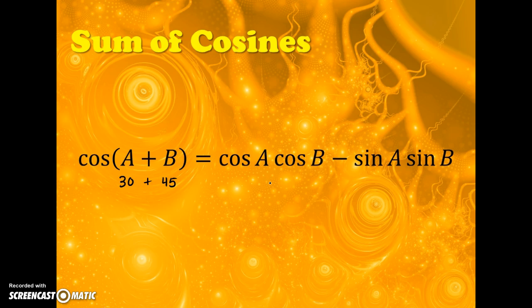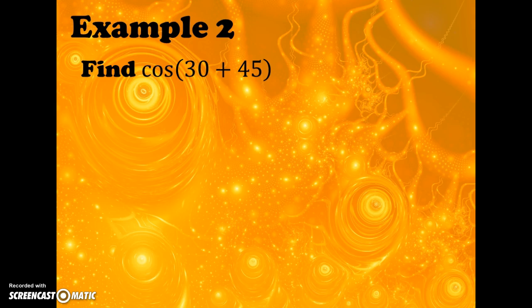In order to do this, I just have to do some more writing. I take the cosine of the first angle times the cosine of the second angle minus the sine of the first angle, sine of the second angle. Once I put that all together, I get myself an answer. And now I get that exact problem. So cosine of 30 plus 45. So I take my cosine of 30 times my cosine of 45 minus my sine of 30 and my sine of 45.